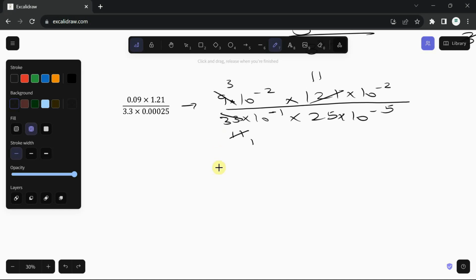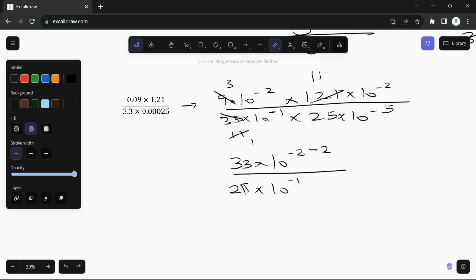I think that's it. So 3 times 11, that is 33, times 10 raised to the power of minus 2. Then because of multiplication, that will be plus minus 2, which is minus 2. All over 1 times 10 raised to the power of minus 1, or 1 times 25 is 25.